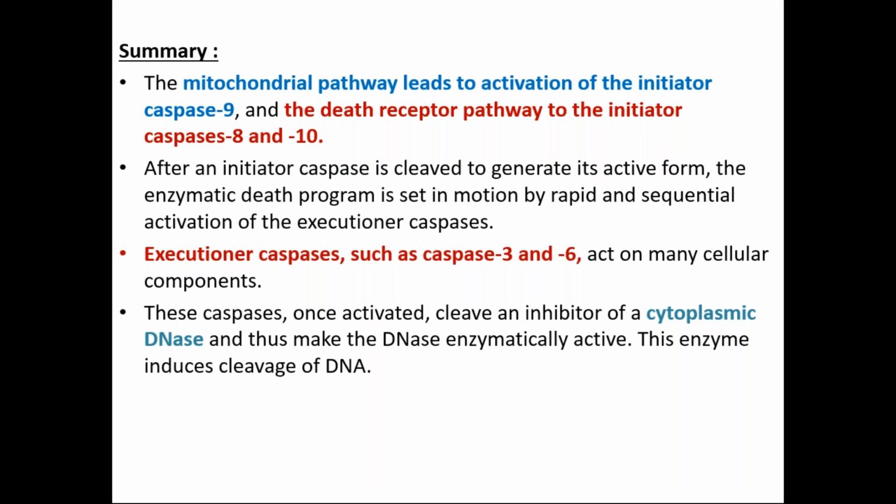So there are mainly two types of caspases. One is initiator caspases and the other is executioner caspases. Initiator caspases are 8, 9 and 10. In this, caspase 9 is activated in the intrinsic or mitochondrial pathway, whereas caspase 8 and 10 are activated in the death receptor or extrinsic pathway. And the executioner caspases are mainly 3 and 6. So whatever the pathway, the main step is the activation of these caspases, which in turn leads to damage of the DNA and finally cell death.